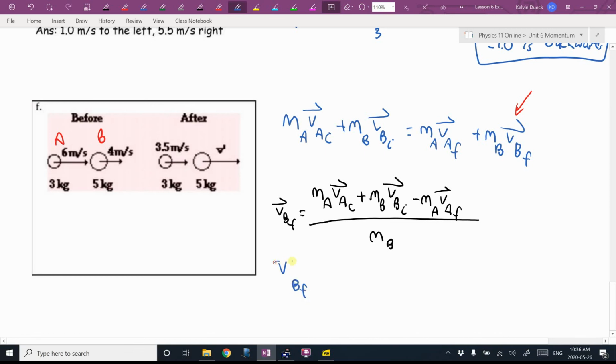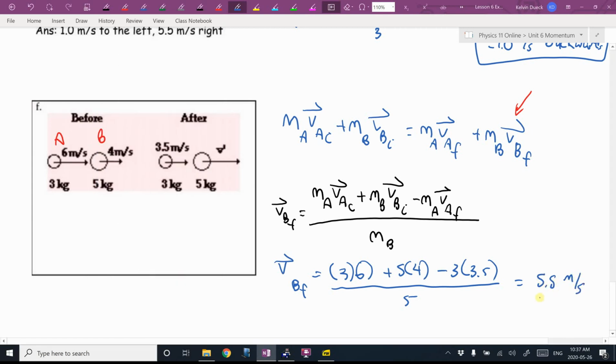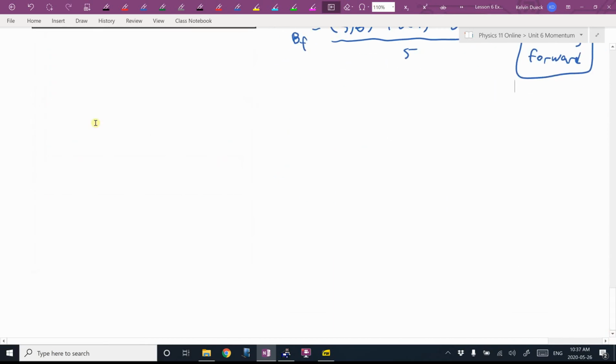Here we go. Mass A, 3 times 6, plus mass B, 5 times 4, minus mass A, 3 times 3.5, divided by mass B. 3 times 6 plus 5 times 4 minus 3 times 3.5 divided by 5, and I get 5.5 meters per second, even, and that's going to be, since I got a positive answer, forward. Cool.